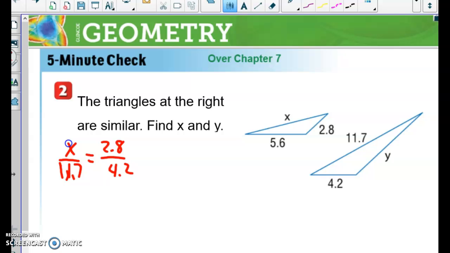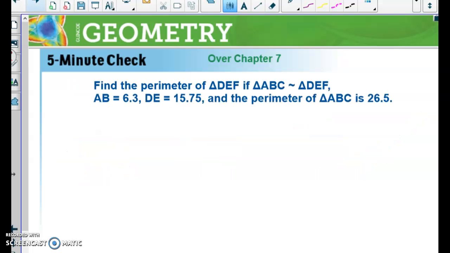But I am going to set up the one for y. And again, I'm going to use the 2.8 to 4.2 because that's the one side that's given in both that correspond to each other. And I'm going to use the 5.6 is to the y. And if you want to, you can solve those.